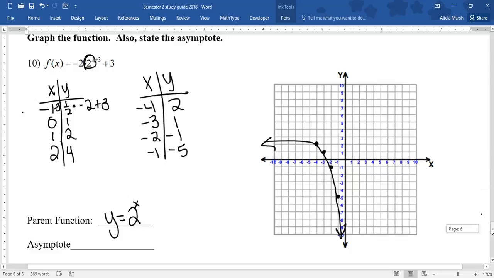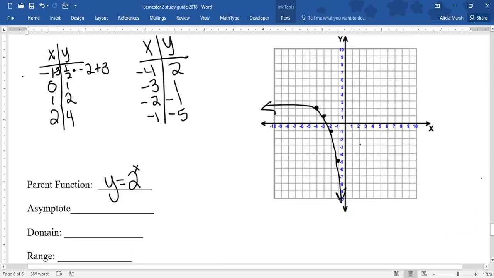Okay, let's see what else do we have to answer. Asymptote. Looks like my asymptote's right here. Your asymptote should always be located at how much you went up and down. Okay, so it would be at y = 3, because normally it's at y = 0. So if I move up, I'm going to move up my asymptote as well.